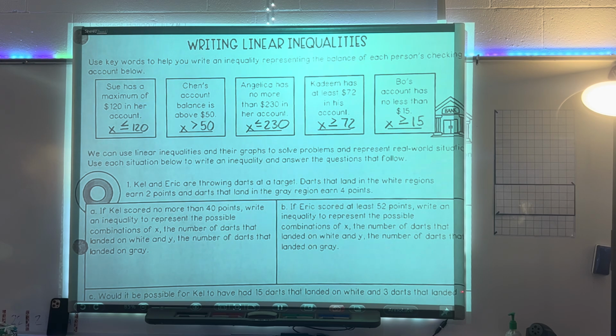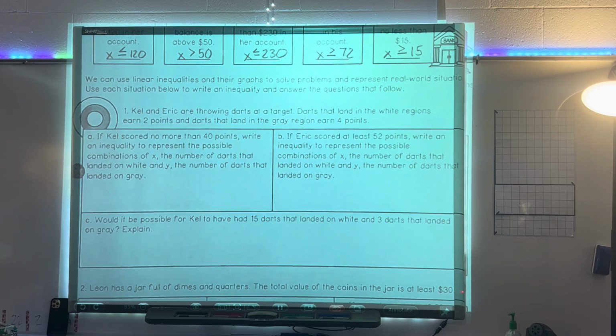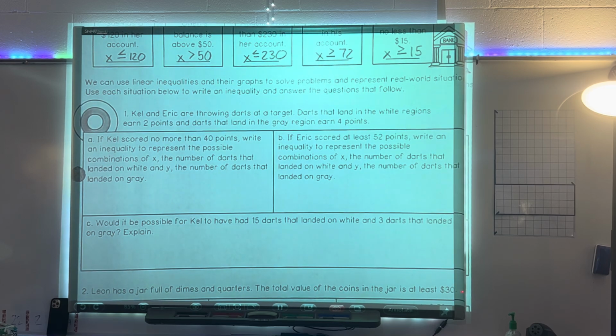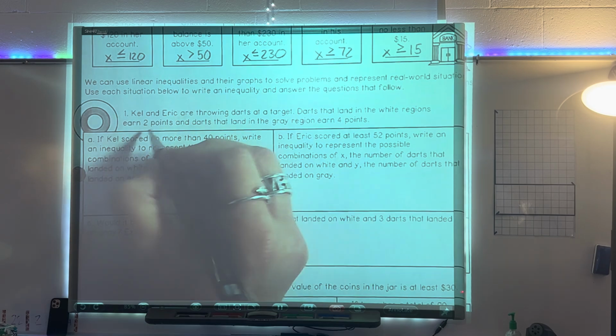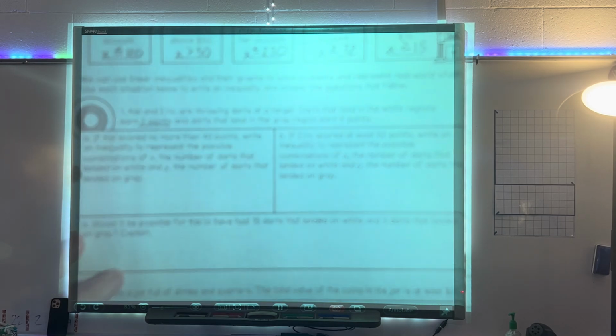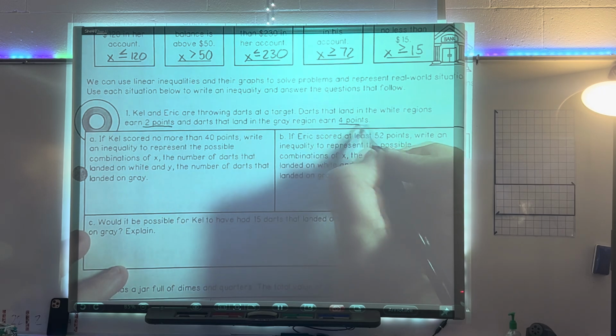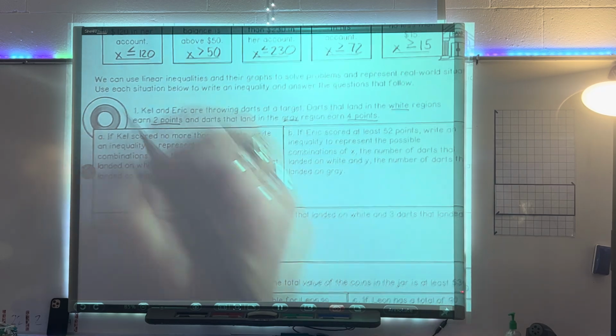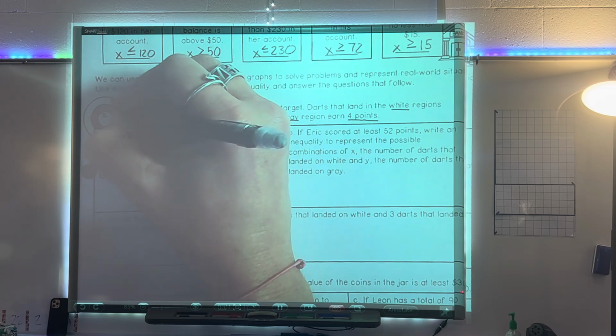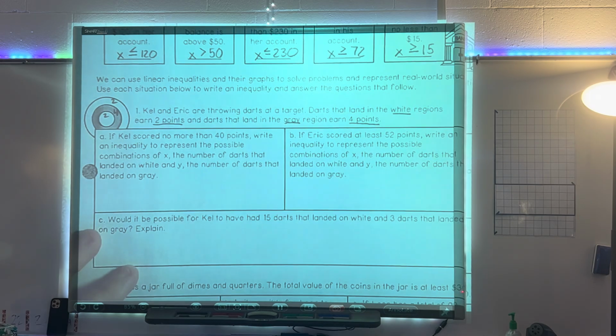All right, so we can also do the same thing when we're writing them in linear form. When we did linear equations, instead of just having an X, we're going to have an X and a Y. Everybody okay there? All right, so this one down here says Kel and Eric are throwing darts at a target. The darts that land in the white regions earn 2 points, and darts that land in the gray region earn 4 points. So white is 2 and gray is 4. I'm just writing that because I can see it on the little dartboard there.